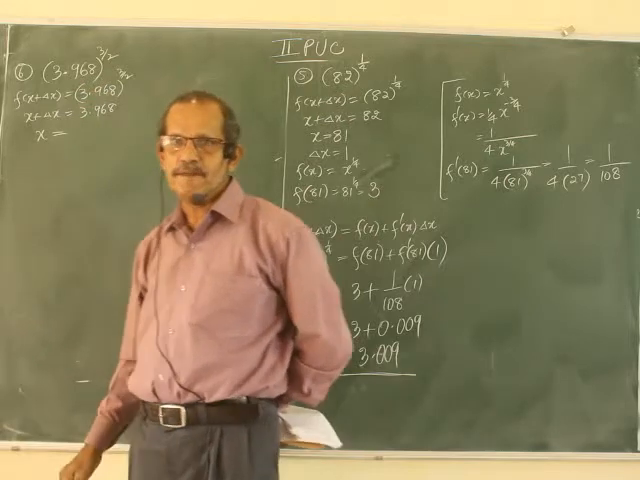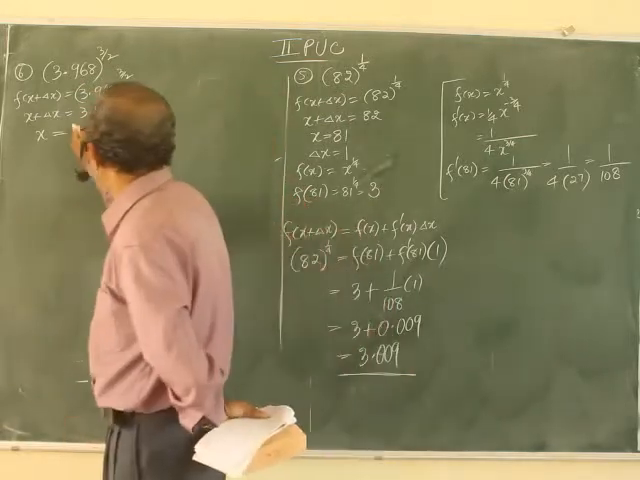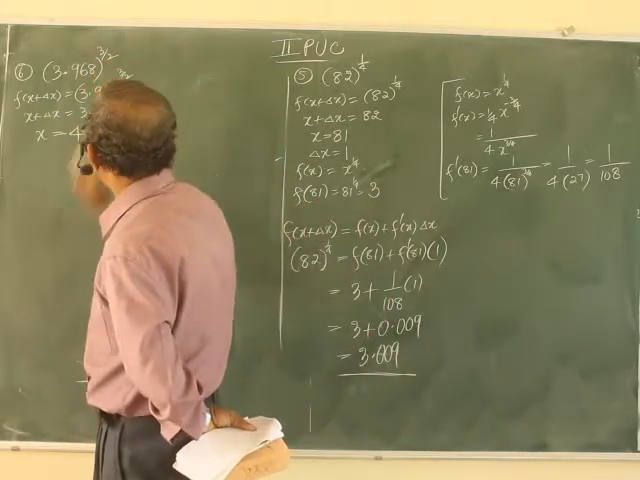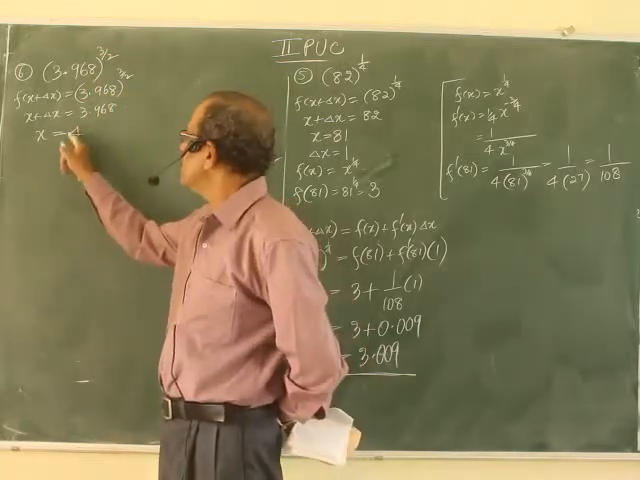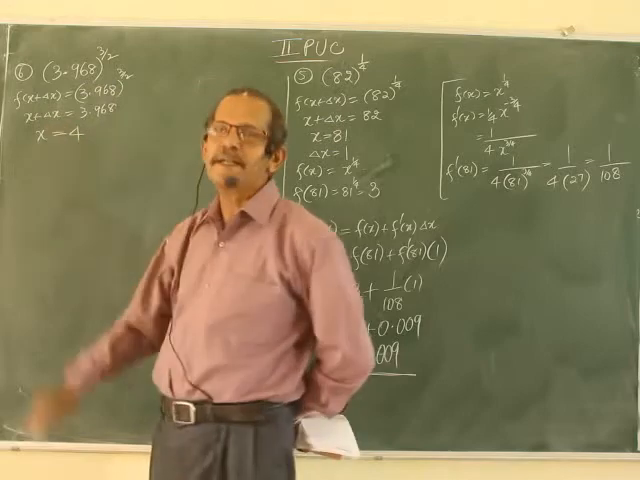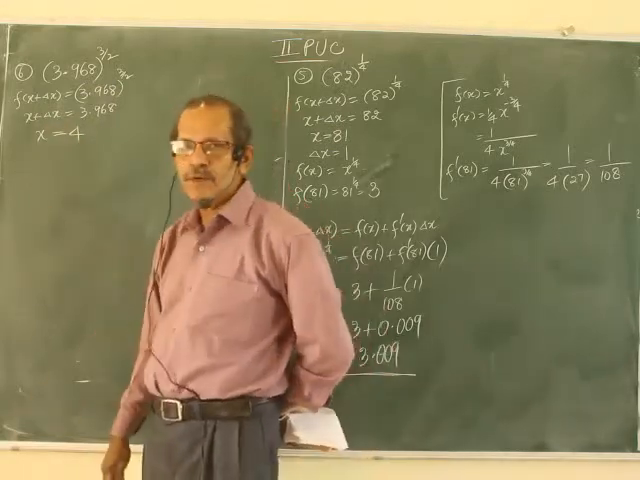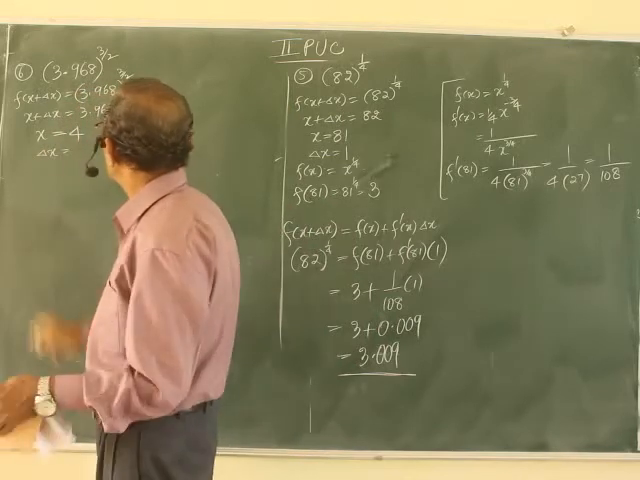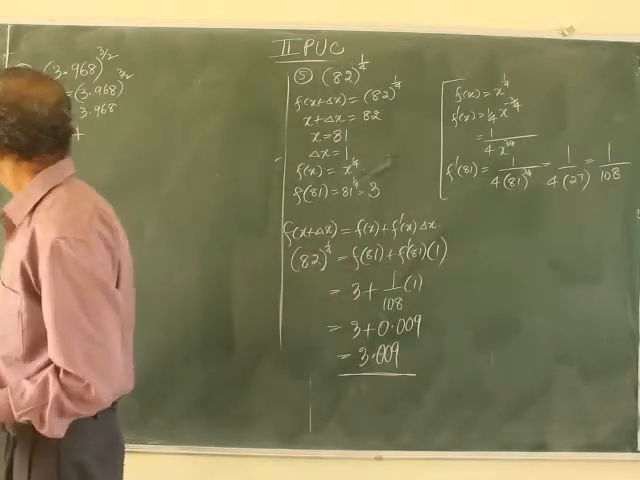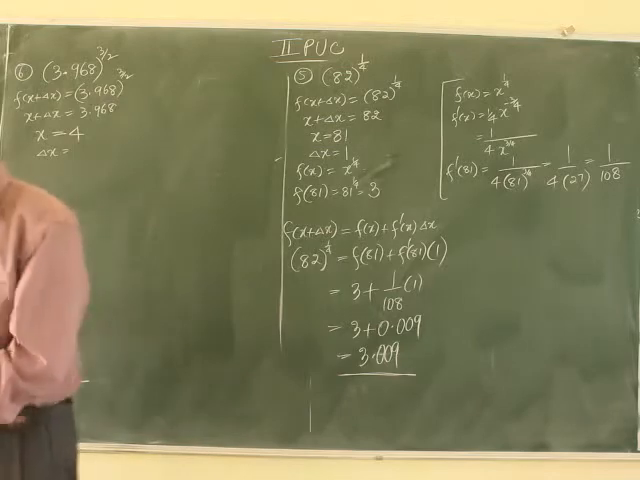Which is that x? 4, no? 4 to the power 3 by 2, how much? 4 to the power 3 by 2 means first find the square root, 2, cube, 8. So x is 4. Therefore delta x is no doubt 4 minus 3.968, how much?